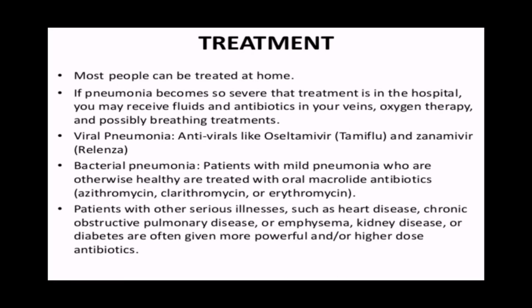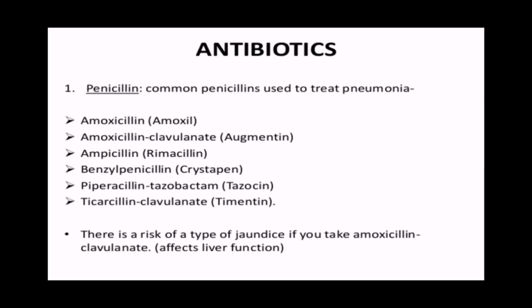For bacterial pneumonia, patients with mild pneumonia who are otherwise healthy are treated with oral macrolide antibiotics such as azithromycin, clarithromycin, and erythromycin. Patients with other serious illness such as heart disease, chronic obstructive pulmonary disease, emphysema, kidney disease, or diabetes are often given more powerful antibiotics or higher doses because the illness is severe. They need more treatment, as there is a huge amount of bacteria, and for a huge amount of bacteria we need large doses of antibiotics.